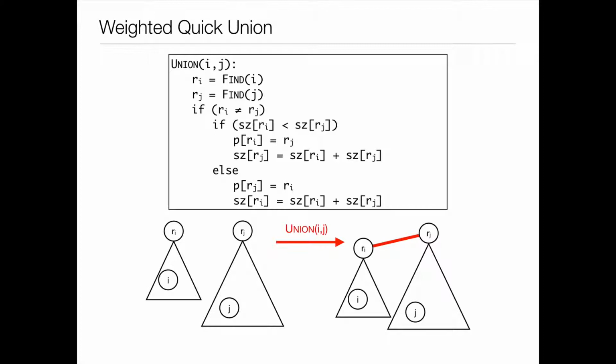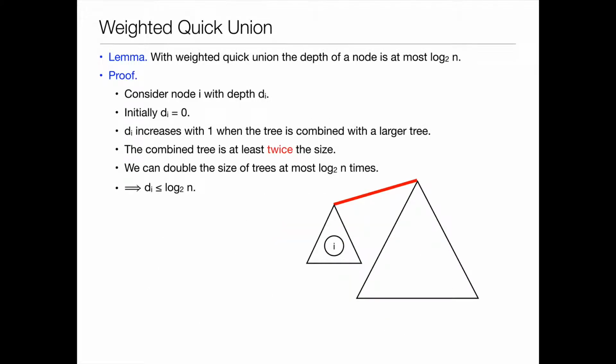Here is the pseudocode for the new union operation. Notice that we need to do a little more work to maintain and update the array storing the size. How fast is this operation? As before, the time is order d, where d is the depth of the tree. But what is this depth of the tree? Let's try and analyze that.